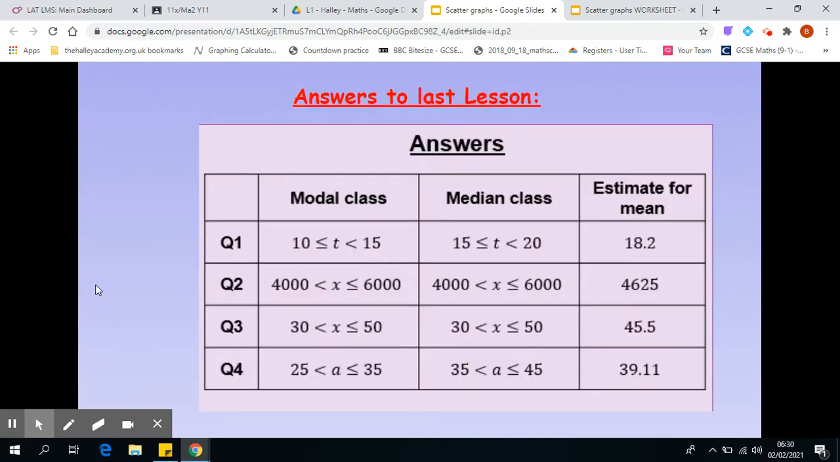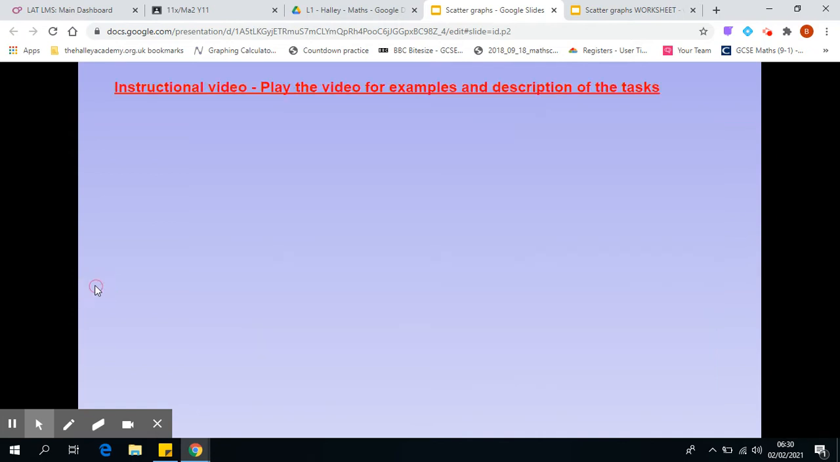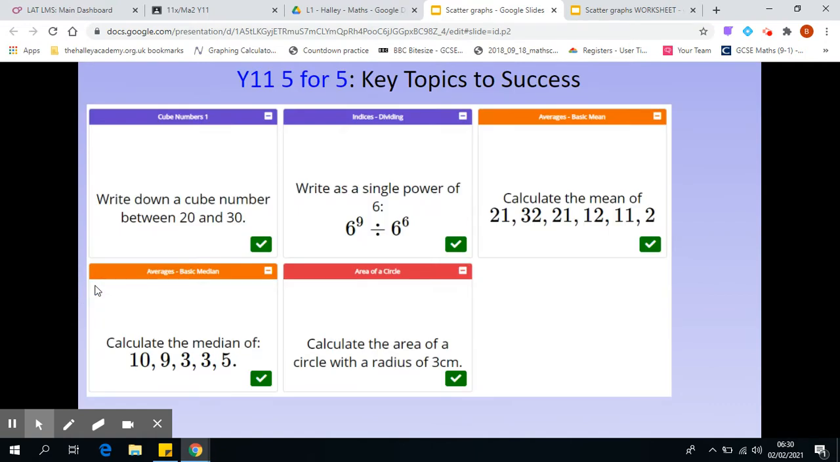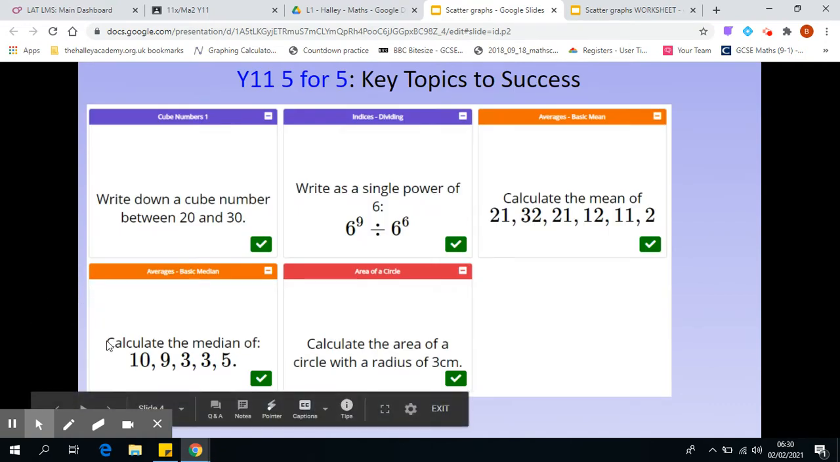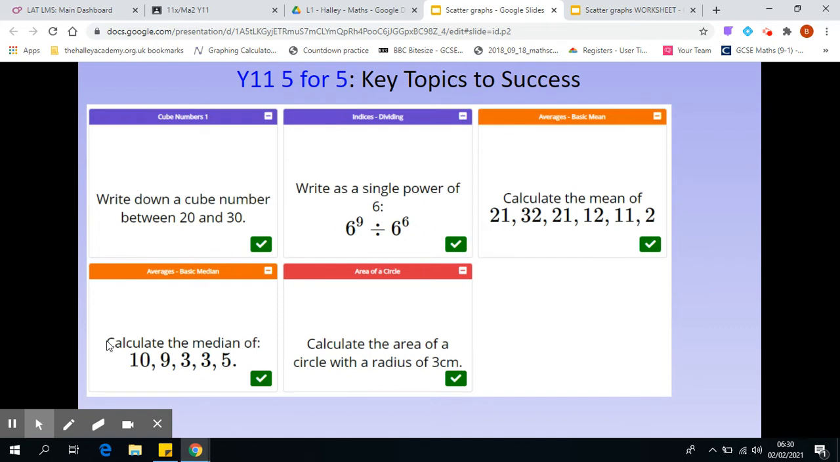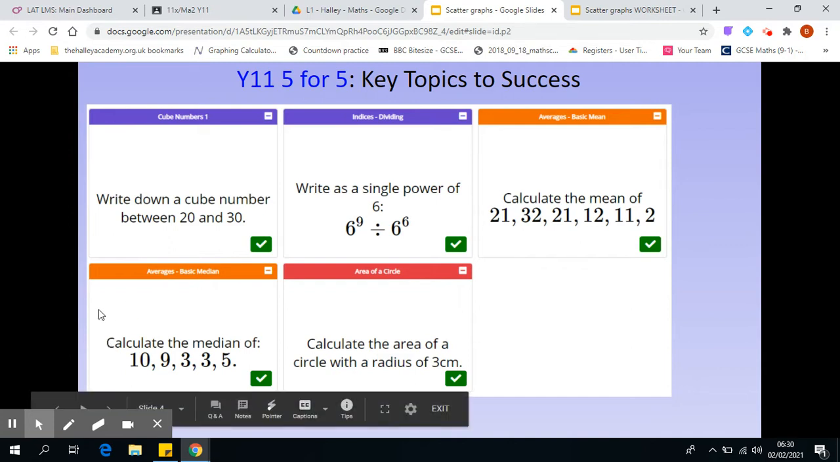The answers to the last lesson's task are in slide 2 for your reference. The 5 for 5 starter is in slide 4. It's important you attempt them on a piece of paper or an exercise book. Once completed, please check your answers in slide 5.